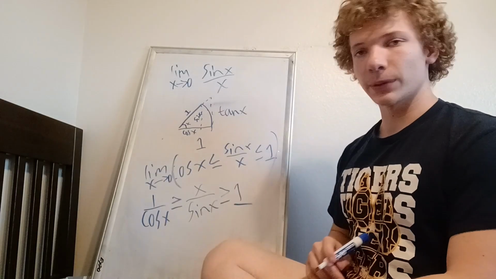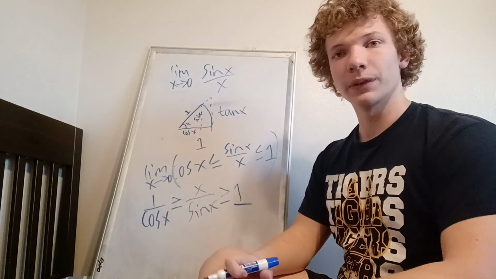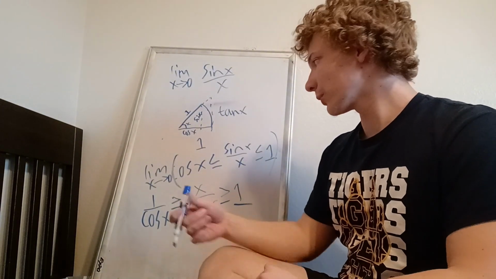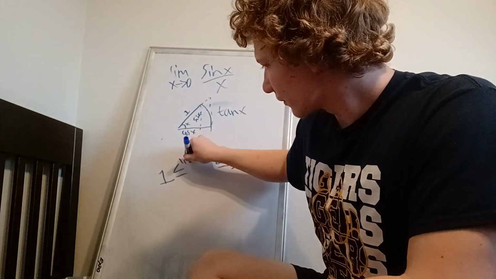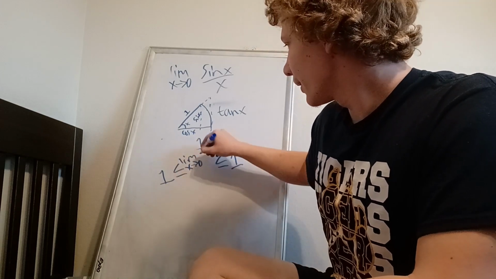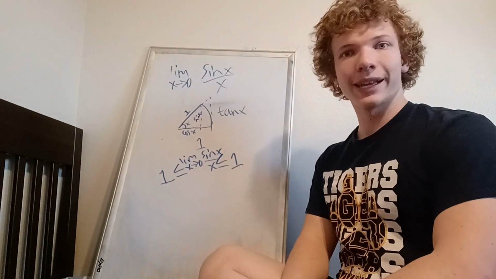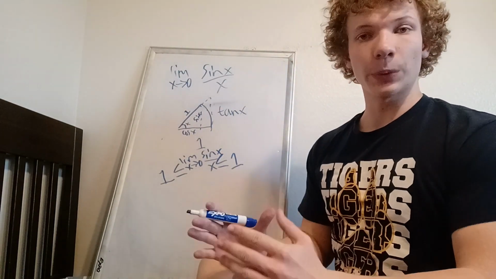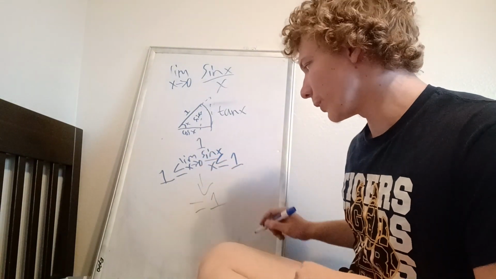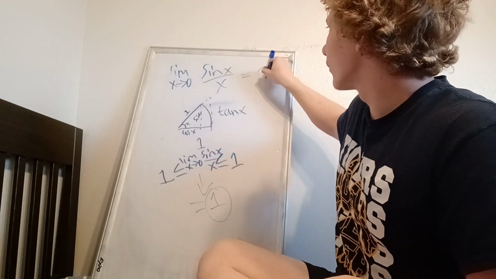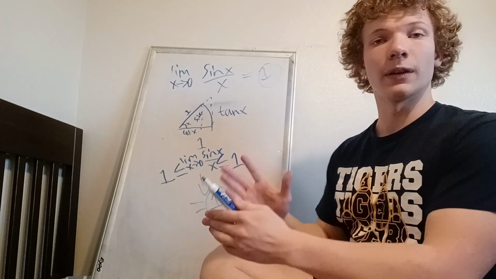The limit as x approaches 0 of 1 is still just 1. And the limit as x approaches 0 of cosine x is 1, because you can just plug in the 0. Cosine of 0 is 1. Now, the limit as x approaches 0 of sine x over x is between 1 and 1. So, by the squeeze theorem, we can state that this limit is equal to 1. And that is our final answer and a demonstration of the squeeze theorem.